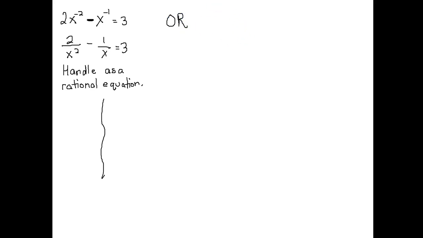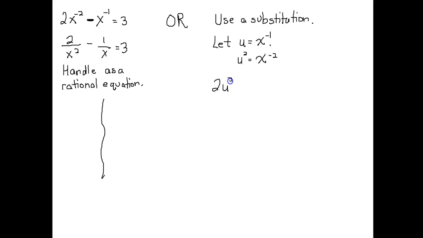Or use a substitution. Let u equal x to the negative 1. So then u squared would be x to the negative 2. So then we got 2u squared minus u equals 3. 2u squared minus u minus 3 equals 0. Factor.